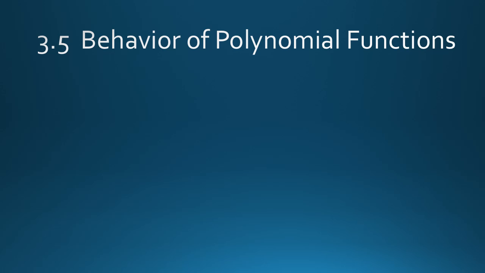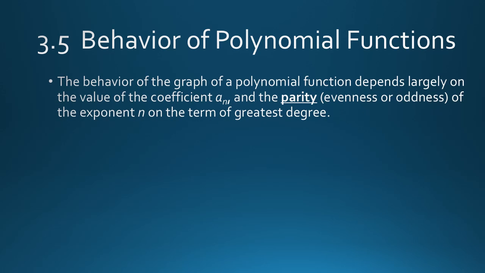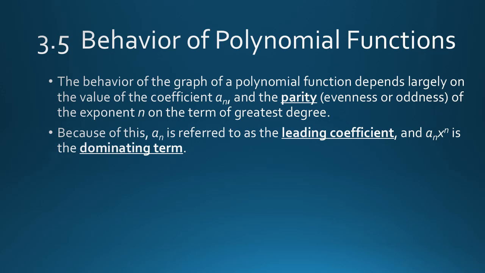Okay, we're going to talk a little bit more about some of these terms, repeat them a little bit, put them in a little more context here. The behavior of the graph of a polynomial function really is based on the value of the first coefficient and the parity, which refers to the evenness or oddness of that highest power of x. So because of this, a sub n, as we said before, is called the leading coefficient, and that whole first term, the a sub n x to the n, is called the dominating term because it pretty much determines what the graph is going to do.